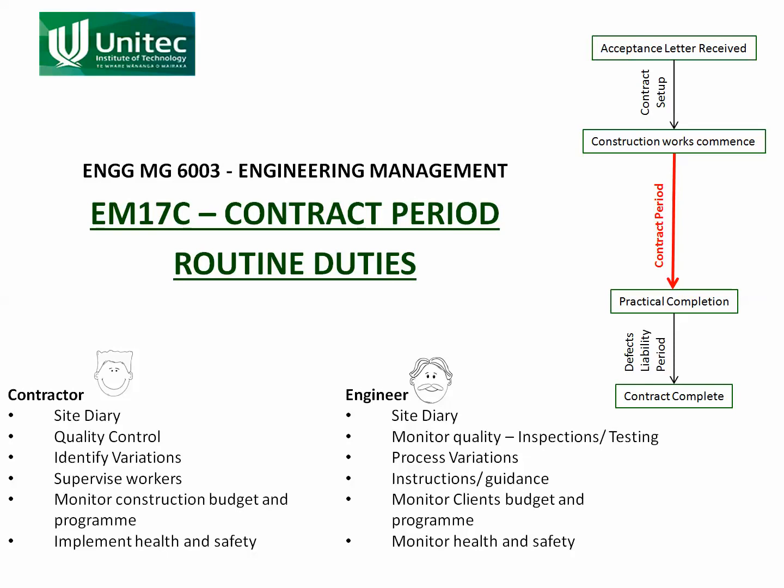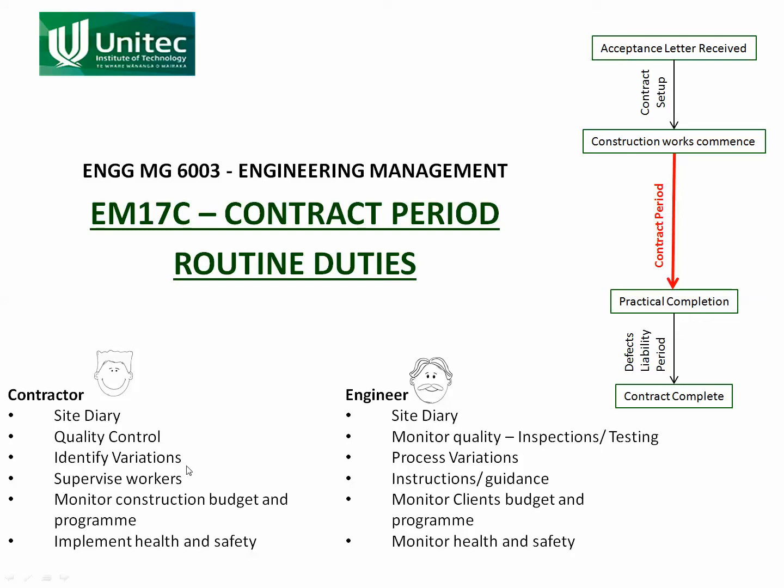Both the contractor and the engineer are keeping a site diary, recording what's happening day to day. They're both concerned about quality. However, the contractor is concerned about quality control, so he's primarily responsible for producing the works to the required quality. And you remember that is it being built as per the contract document. The engineer is responsible for monitoring that, doing inspections and testing, making sure that the contractor is producing it to the required quality.